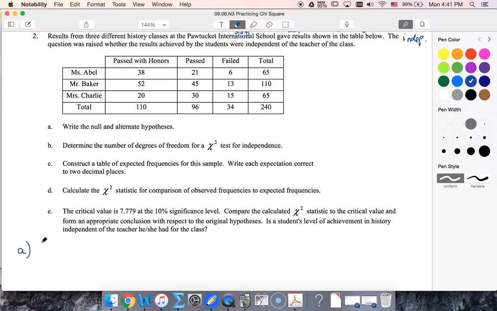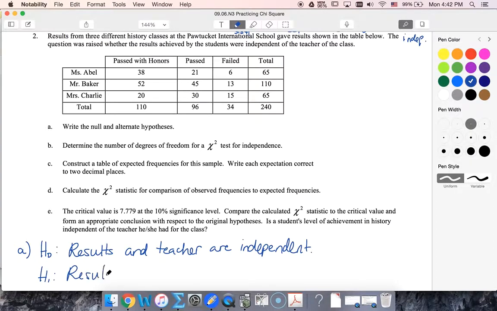So my null hypothesis, I don't know how we should call this, like pass type or results. I guess we could call this results. So results and teacher are independent. My alternative hypothesis, results and teacher are not independent.